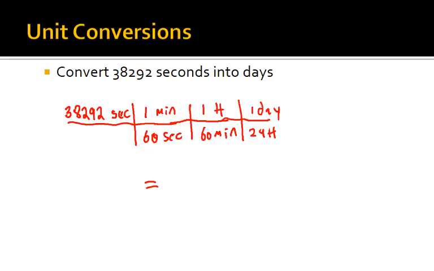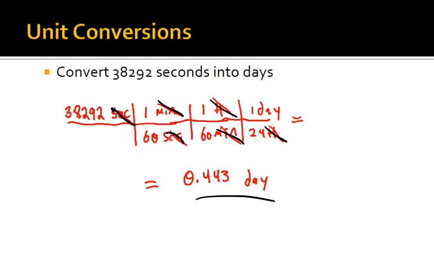All right, so seconds cancel out, minutes cancel out, hours cancel out, and we're left with days. So 0.443 days is how long 38,292 seconds is.